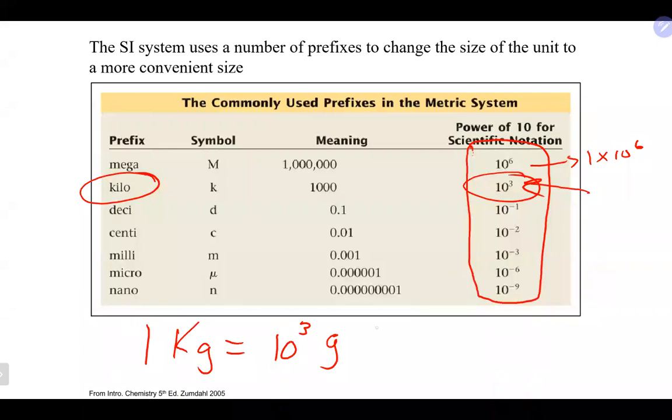And if you switch units, it doesn't really matter. You could have 1 kilometer would equal 10 to the 3 meters. So the prefix you could use on any of them. And again, that is the proper way to do it.